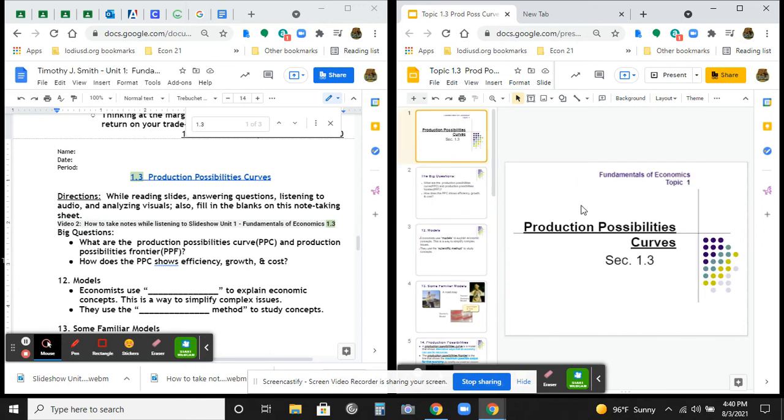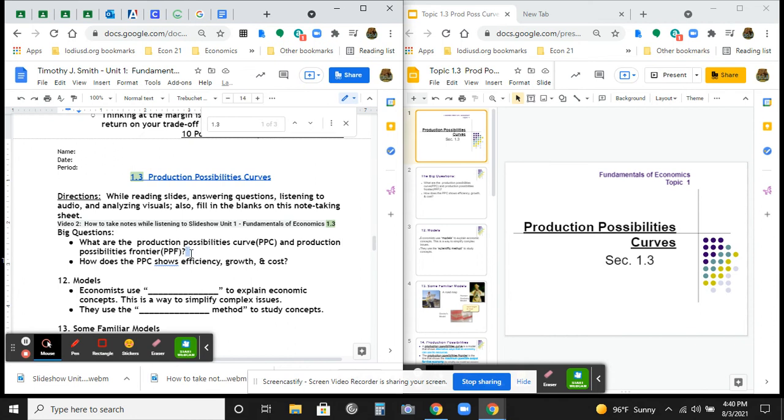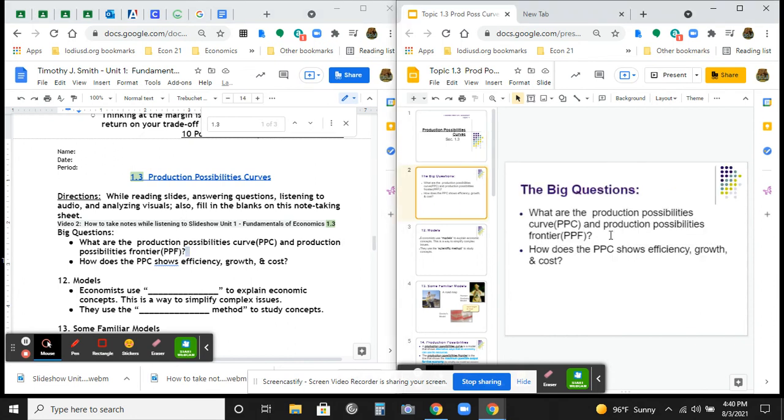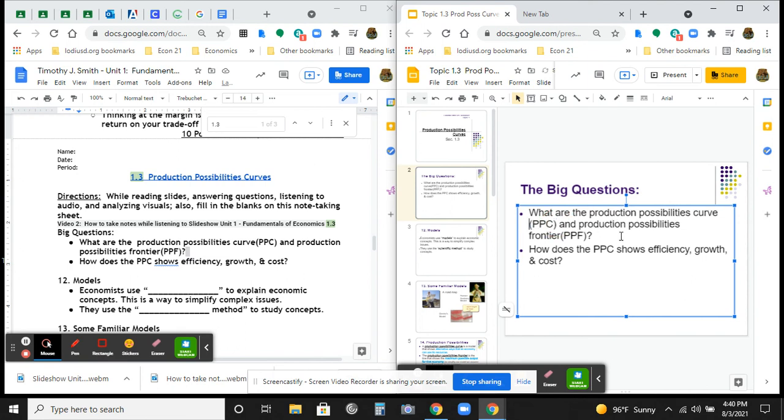Okay, so this is 1.3. This matches. That said, let's go forward with the lecture. Usually there are going to be some big questions that you should be able to answer by the time you're done with the slideshow. So the first question here is, what are the production possibilities curve and production possibilities frontier? What is that?